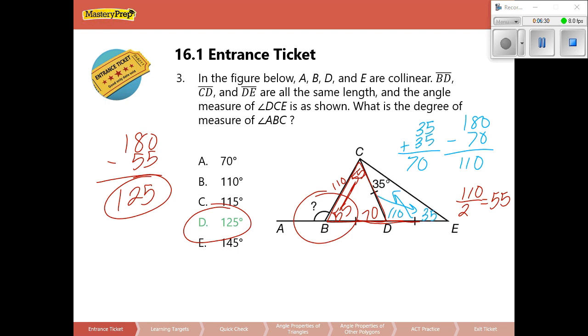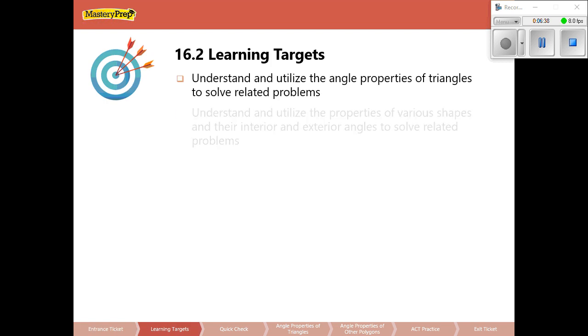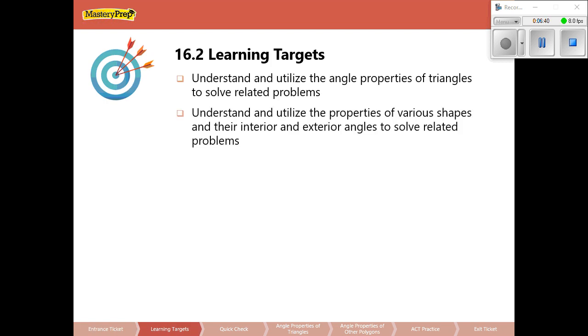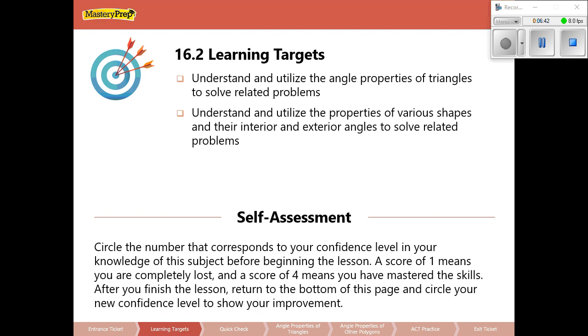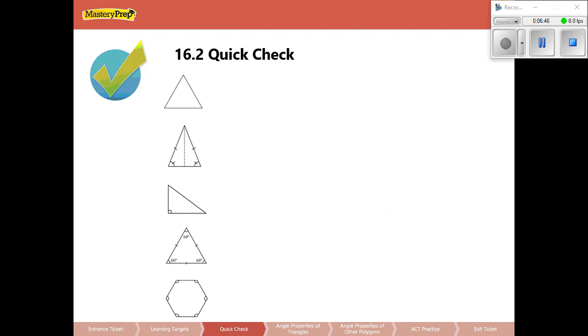Any questions on this here? Now, a lot of what we're doing today is talking about properties of triangles and angles and solving for interior and exterior angles of various shapes. Now, the first thing we're going to look at is this kind of quick check here. This isn't in your notes, but we still want to look at it.